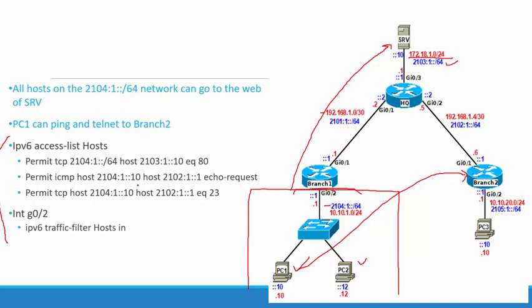So the next thing I'm going to do is pull over our branch 1. All the configuration will happen on branch 1, right? Because we want to start closest to the source of our traffic. So I'll bring over my console or my telnet connection for branch 1. All right, so I've pulled that over. Let's go ahead and configure our IPv6 access control list.